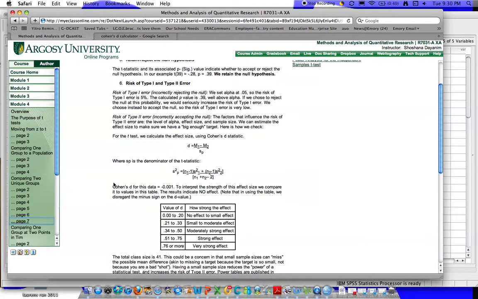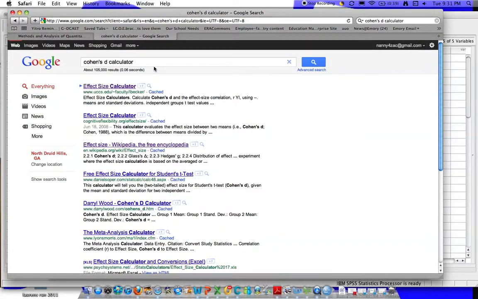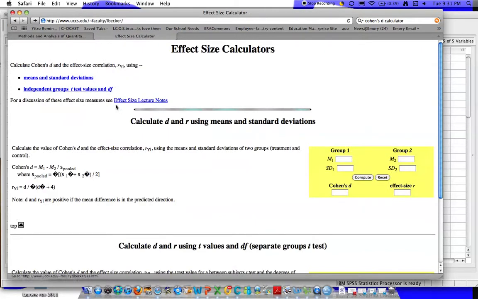Just like in the single sample t-test, you also need to calculate effect size. For this test, you're also going to calculate the Cohen's d statistic. Now, this formula is a little bit more complex. So my suggestion is to go ahead and do a search. You can go into Google and type in Cohen's d calculator. The first one that comes up is a good one. You can click on that one, effect size calculator.